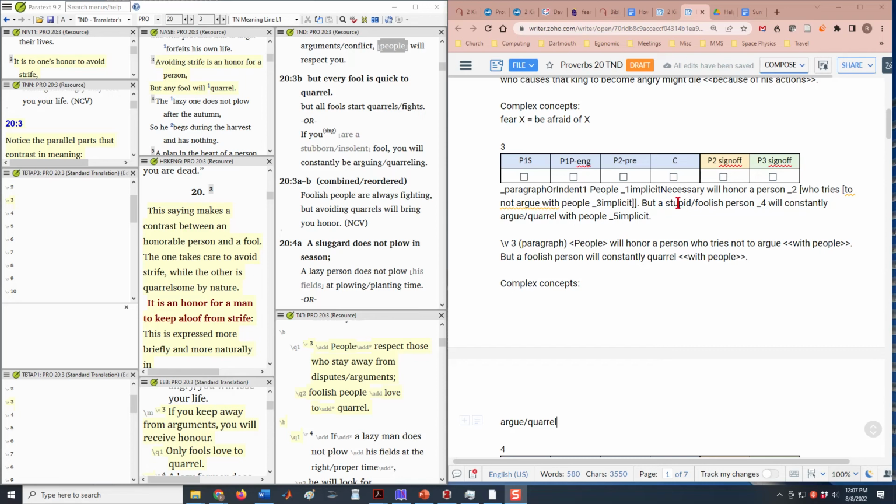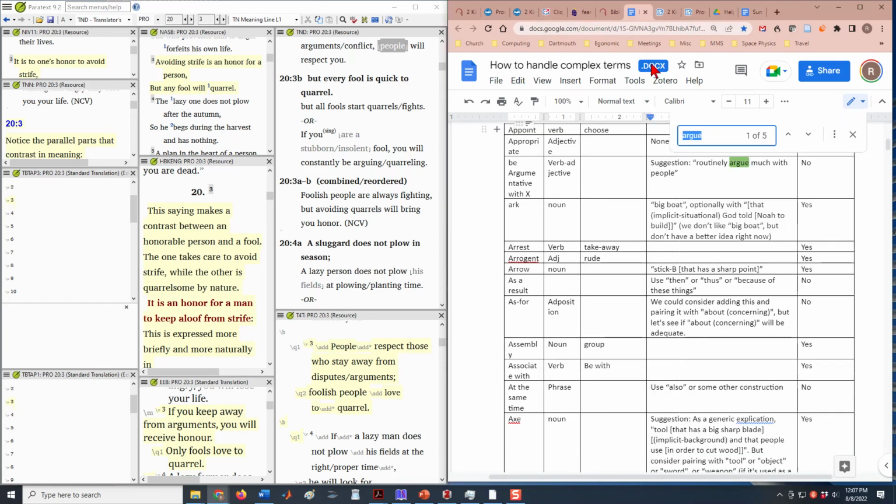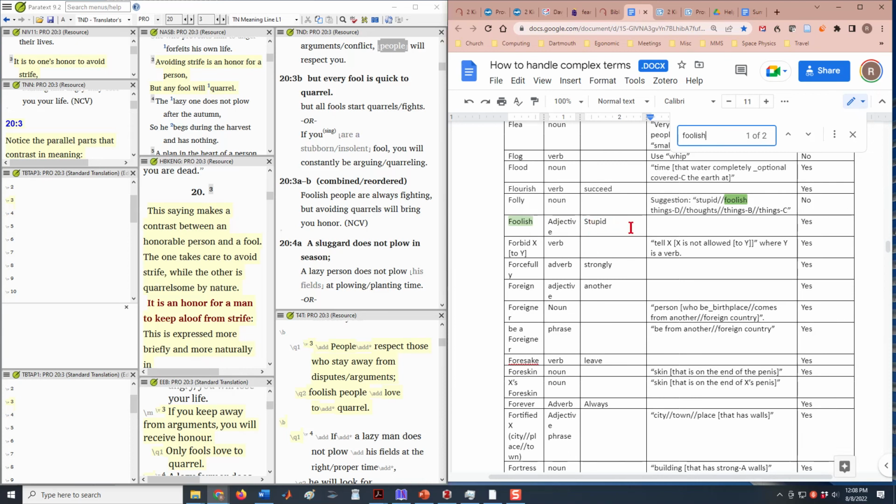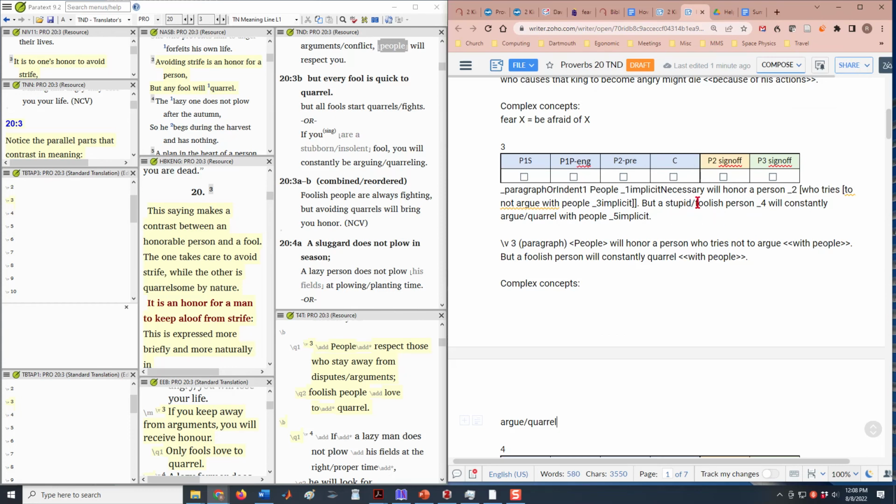So here I wrote foolish, which is a complex word. You can see in the how-to document, foolish is an adjective and we pair it with stupid. But a stupid / foolish person will constantly argue / quarrel. So I'm going to pair this complex word quarrel with argue with people. And then with people is implicit. Here it said constantly be arguing or quarreling. It doesn't say with people. But that's a necessary argument for argue. So I'll make it an implicit argument, and so it can be removed if the language allows.